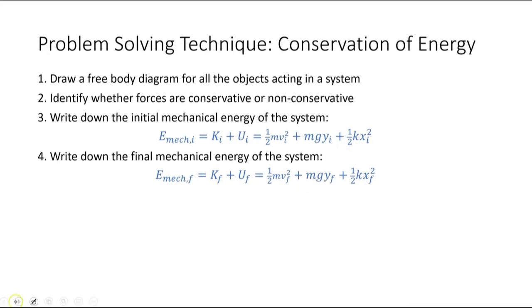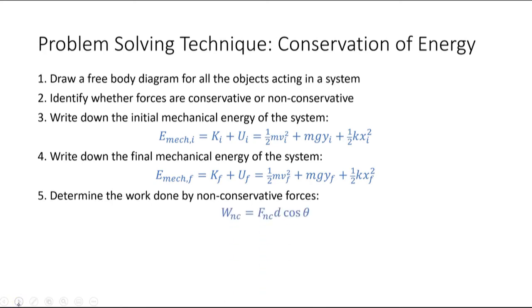Then what you want to do is determine the work done by any non-conservative forces acting on your object. So remember, if there's no friction, if there are no non-conservative forces acting, then the work done by non-conservative forces will be 0. Otherwise, you want to use the work equation. So the work done by a non-conservative force is equal to that non-conservative force's magnitude, Fnc, which normally is going to be the force of friction, multiplied by the displacement of your object and the cosine of the angle between your non-conservative force acting on your object and the displacement of that object. So that will allow you to determine the non-conservative work done on your object.